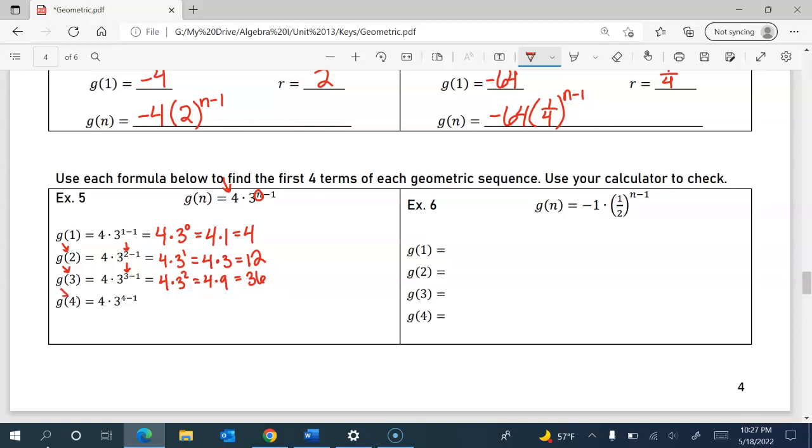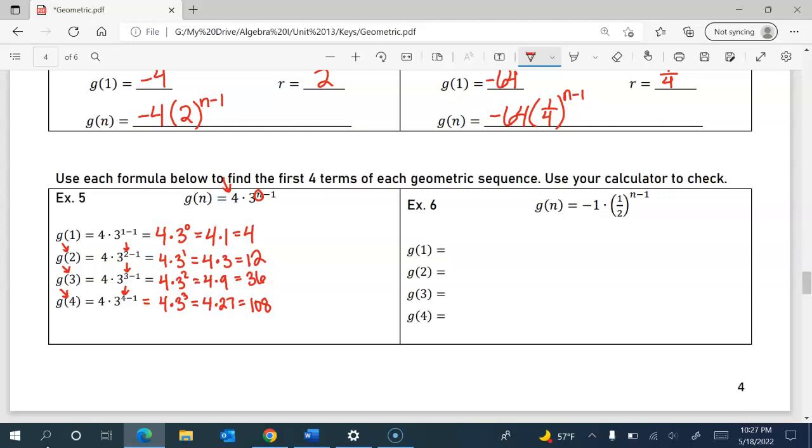And the last one, I want to find 4 terms. So my fourth term, I plug in 4 for n. 4 minus 1 is 3. 3 to the third is going to be 27. And 4 times 27 is going to be 108. And you can double check 36 times 3 should be 108. Okay, so that's using your explicit formula.